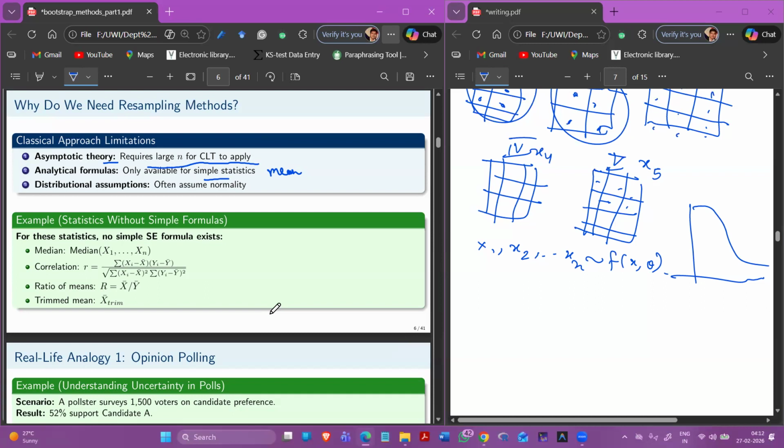Distribution assumption often assumes normality. That is, if n tends to infinity, x1, x2, ..., xn will follow the normal distribution. That is the assumption that we are following. But we don't have a large sample. In machine learning or deep learning, what do we say? We have big data. We have data in GB, millions of observations. But can I collect millions of observations of cancer patients' treatment?